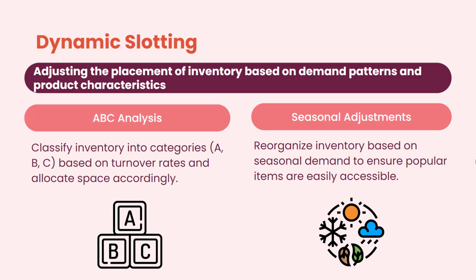Second feature is seasonal adjustment, where you reorganize inventory based on the seasonal demand to ensure popular items are easily accessible. For example, for an apparel brand in winters, winter clothes will be given more space in front of the warehouse and summer clothes will be given small space towards the rear of the warehouse.